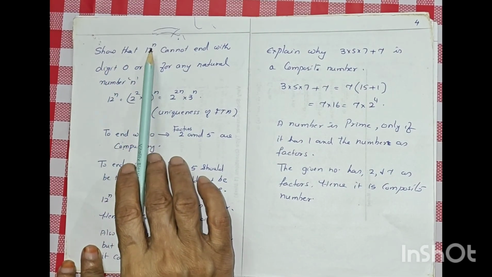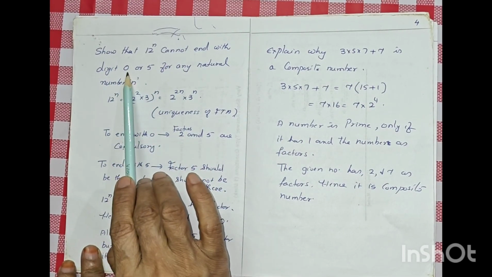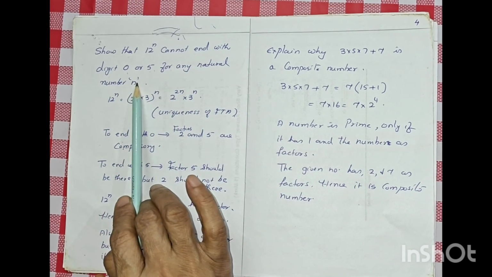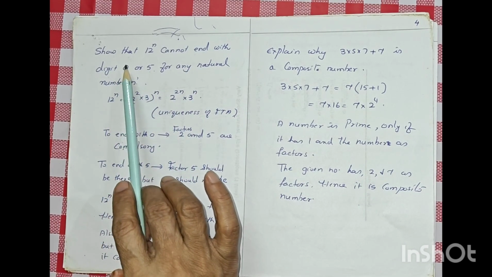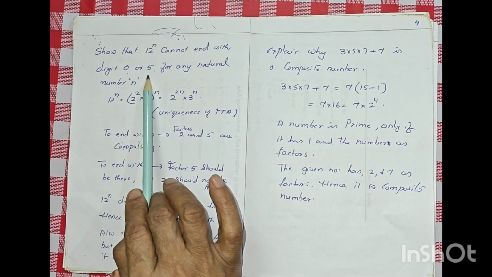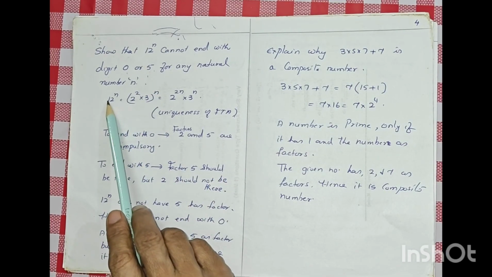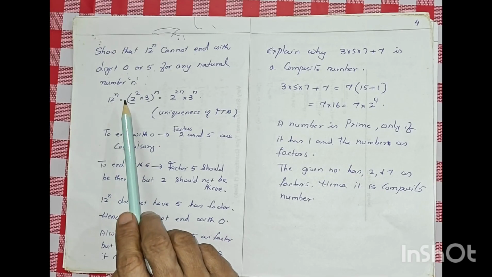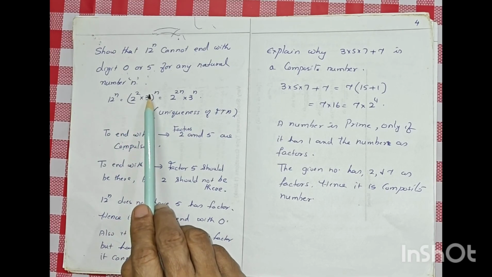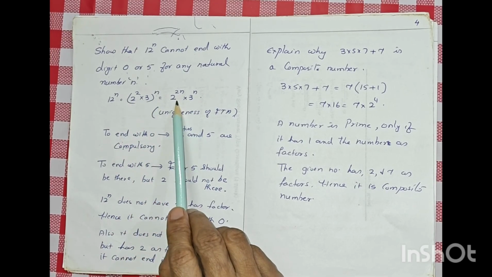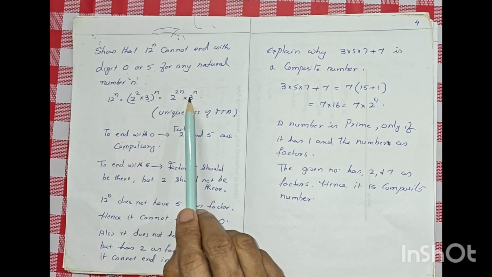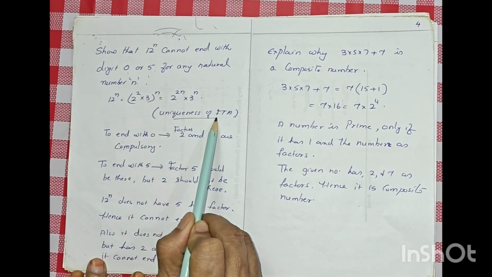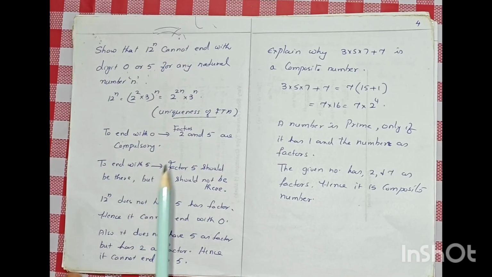Show that 12 to the power of n cannot end with digit 0 or 5 for any natural number n. So earlier we did only for 0. Now we have to check for 0 and also for 5. So again we will write 12 as a product of primes. 12 is 4 into 3. 4 is 2 squared, into 3, the whole to the power of n. So it is 2 to the power of 2n into 3 to the power of n. Again you will write it as uniqueness of FTA.